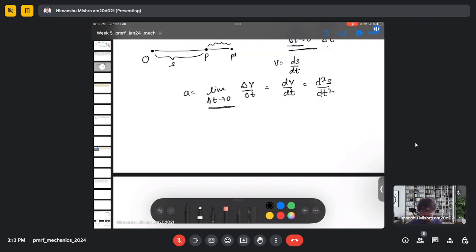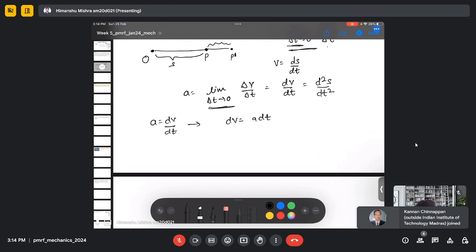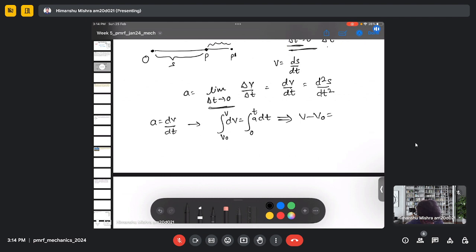Now we will be using this above expression, and we can write it as dv equals a dt, and we can integrate this from time 0 to t and from velocity v naught to v. When we do this, we get v minus v naught equals at. So v equals v naught plus at. So this is the first identity.